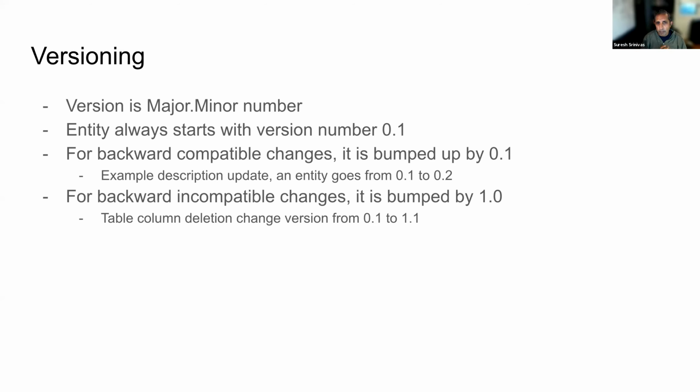Now, for backward incompatible changes, it is bumped up by one, by the major number. So let's say, the only backward incompatible change right now we have is a table column deletion, which results in other people who are consuming and writing queries no longer having this column. And so to flag that backward incompatible change, we bump the major number. So as an example, it goes from 0.1 to 1.1. So, major and minor number, backward compatible and backward incompatible changes.